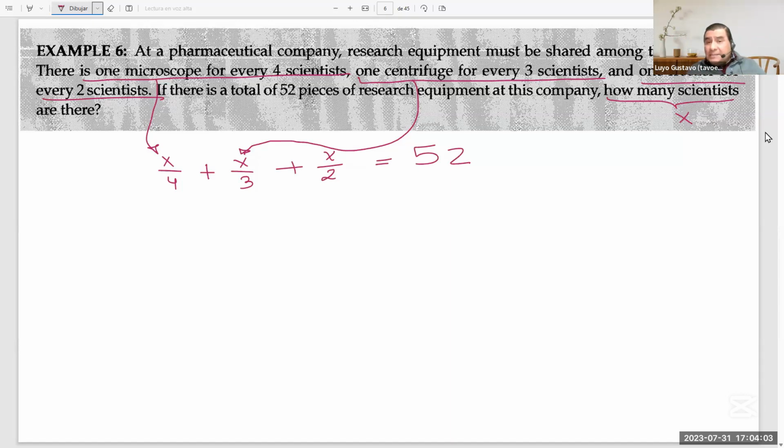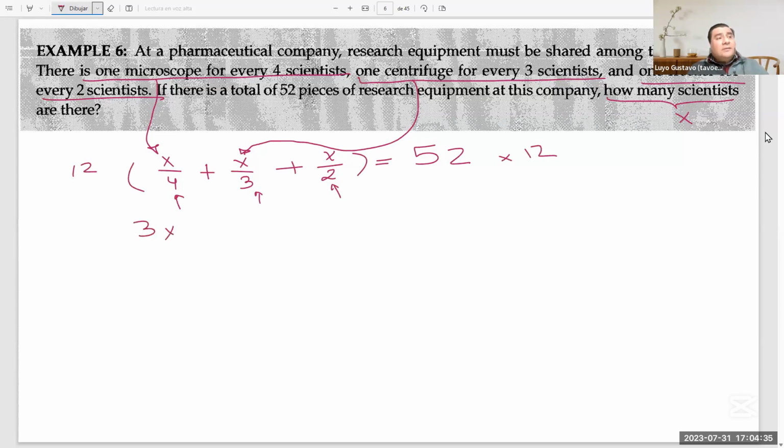Now, to solve this, what would be the best choice? Think about it. We need to eliminate in one step denominators 4, 3, and 2. So what would be best? What about if we multiply by the number that contains all of this, the least common multiple of the 3, that would be 12. So multiply everything by 12 on both sides to get rid of the denominators in just a single step. So what about this?